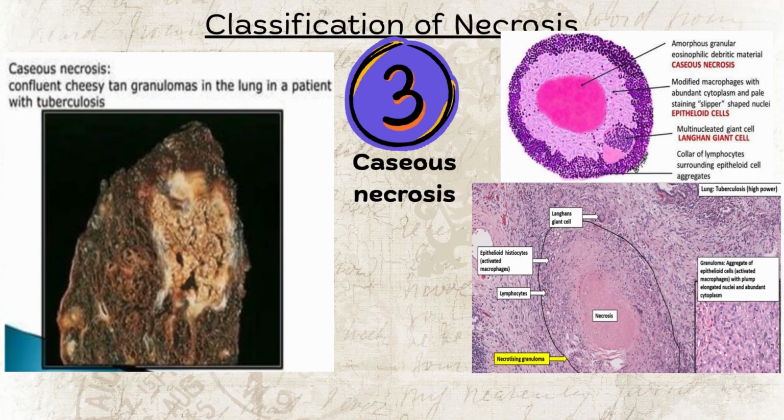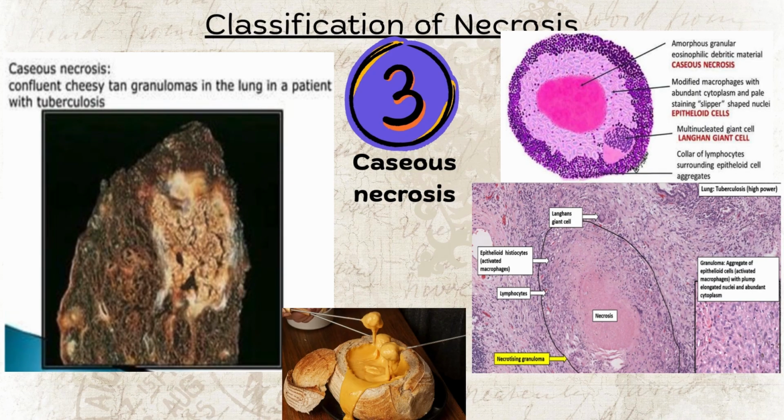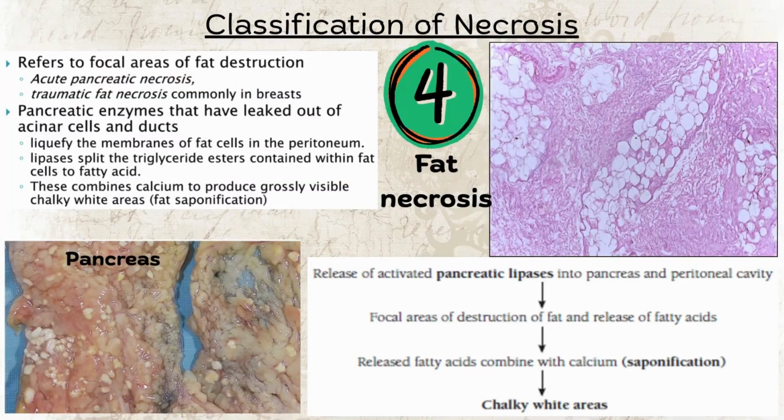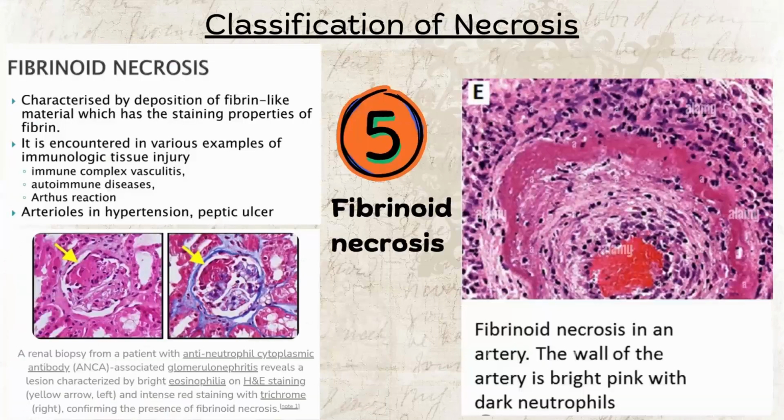Caseous necrosis, cheese-like. It's friable, white or yellow in appearance, a combination of coagulative and liquefactive. This is the hallmark of tuberculosis. Fat necrosis happens in the pancreas or breast. Pancreatic enzymes leak out, digest fat cells, and fatty acids combine with calcium to form chalky white deposits. This process is called saponification.